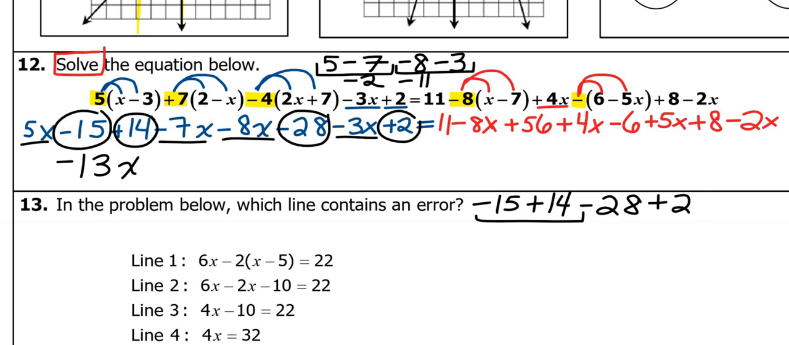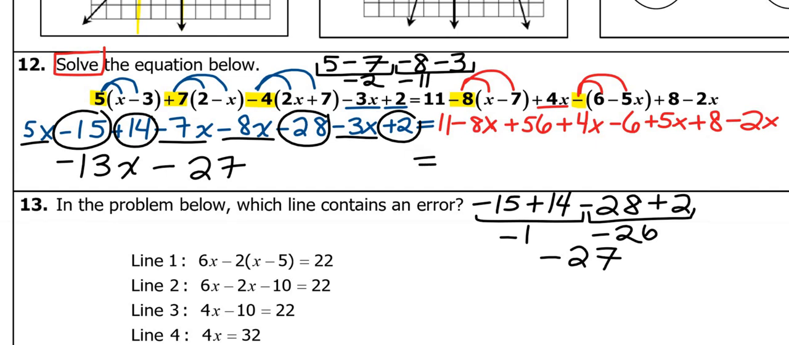Here, negative 15 plus 14 is negative 1. Then we have negative 28 plus 2. I'm going to have negative 26. And now lastly, negative 1 minus 26 is negative 27. So it's negative 13x minus 27 equals. Let's see what we have on the right-hand side.